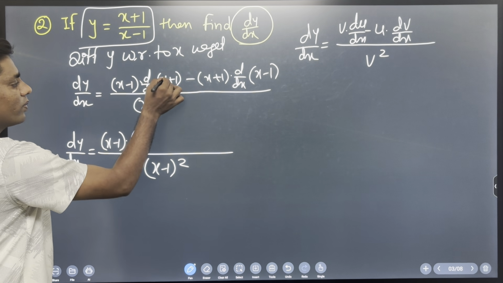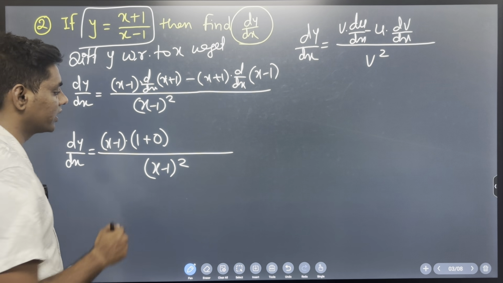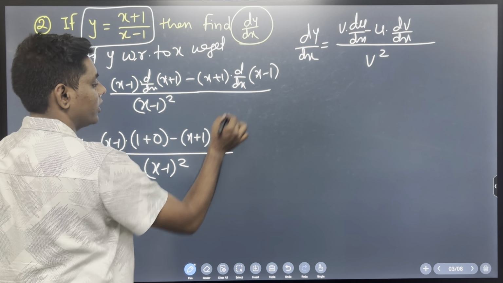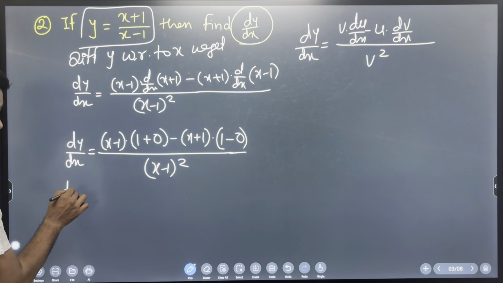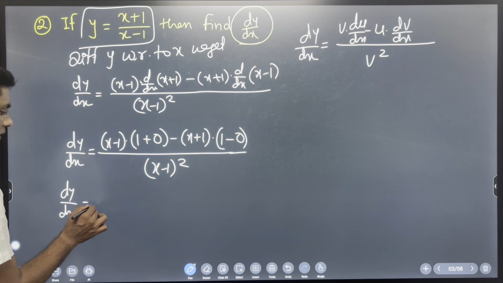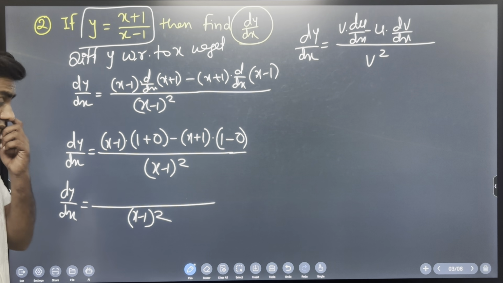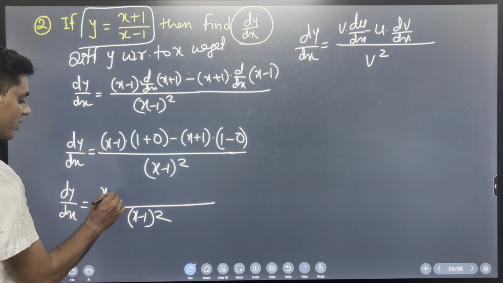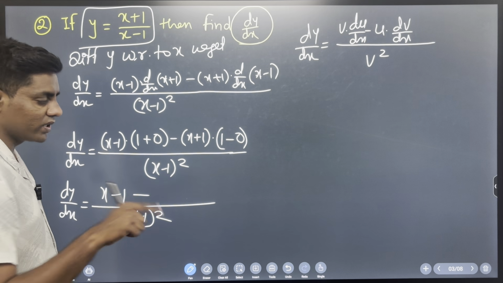So what is the derivative of x? Derivative is 1, and 1 is the constant, the derivative of a constant is 0. Next, x plus 1, the derivative of x is 1 and 1 is the constant, whose derivative is 0. So next step, dy by dx, x minus 1 bracket square at the denominator. So now here 1 plus 0, that is 1, 1 multiplied by x minus 1, that is x minus 1. 1 minus 0, that is 1, 1 multiplied by x plus 1, that is x plus 1.